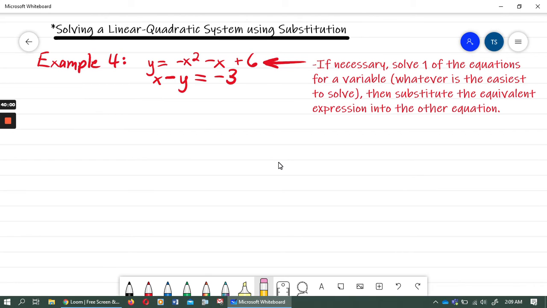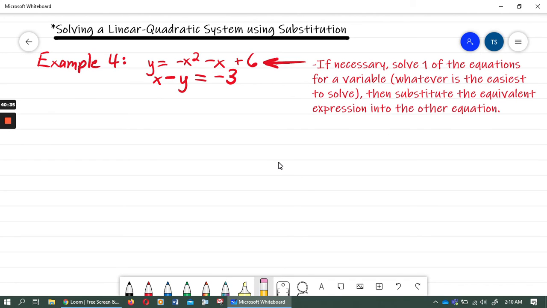Again, folks, if it is necessary, you will solve one of the equations for a variable and then you will substitute the equivalent expression into the other equation. At this point in time, guys, you should be very familiar, if not experts, with what we mean when we say use the substitution method. Again, in order to use that, one of the equations has to be solved for a variable. So if it is necessary, do that. Solve one of the equations for a variable if necessary.